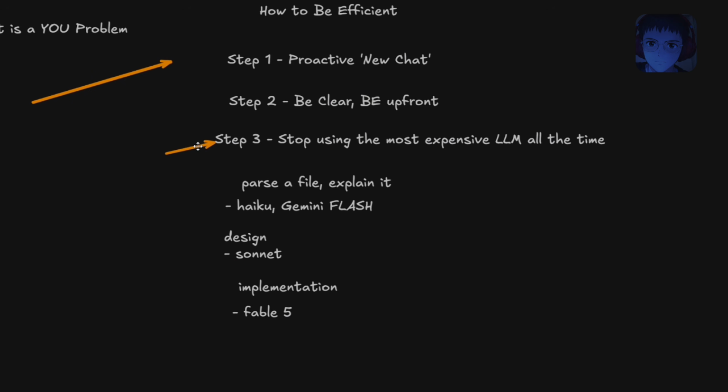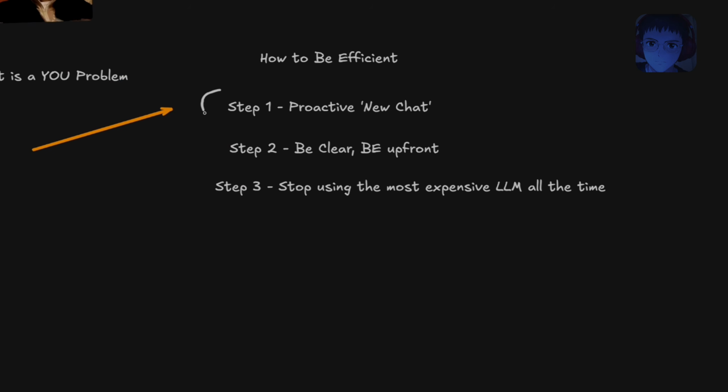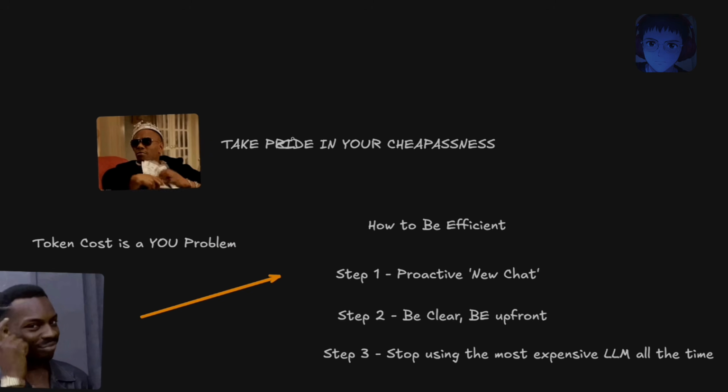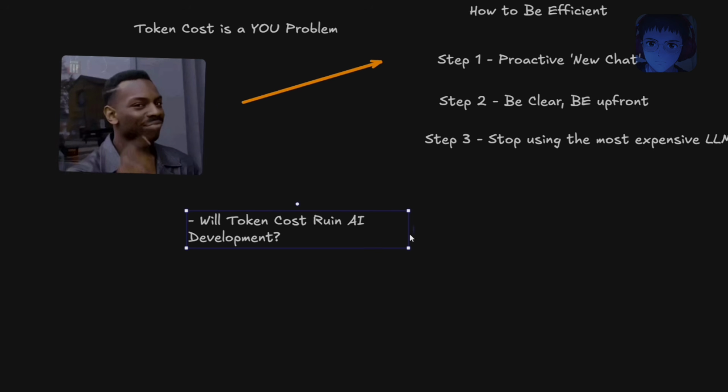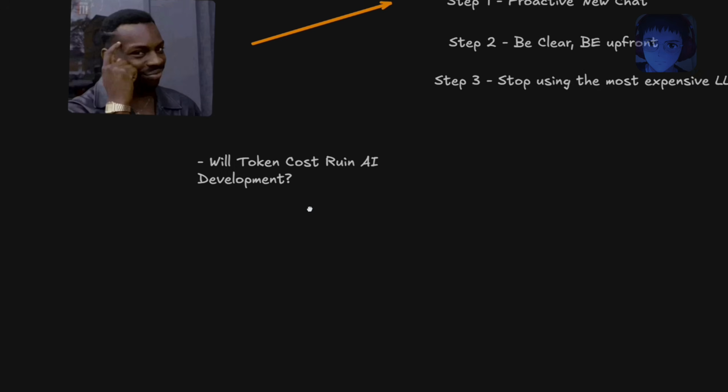But the main point here is stop using the most freaking expensive model for everything. You can get away with a cheaper model with a lot of different tasks. To me, these 3 steps significantly reduce your cost. And I want to go deeper into this argument here. The token cost is going to be a problem. It's a very common argument point that I see because it's a good one, right?